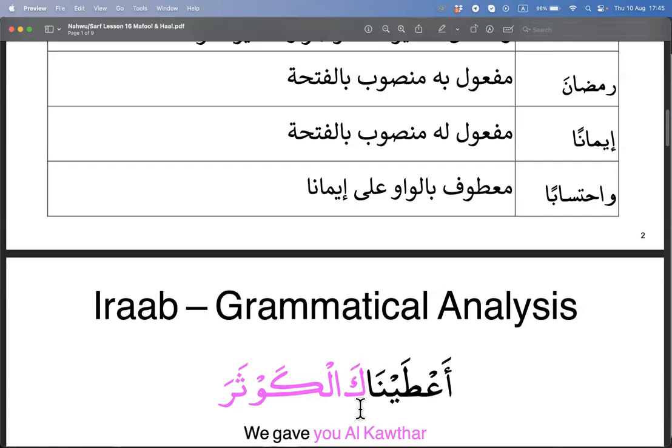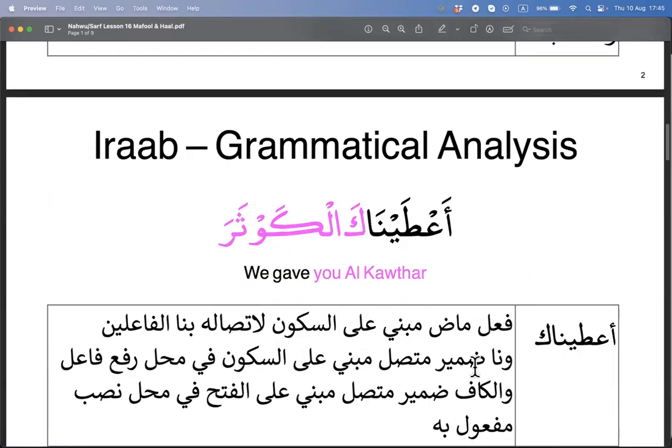Then what's the status? So it's an attached pronoun attached to a fi'il. So you get a maf'ul. So it's fi mahali. Maf'ul is fi mahali nasab. Yes. Okay.